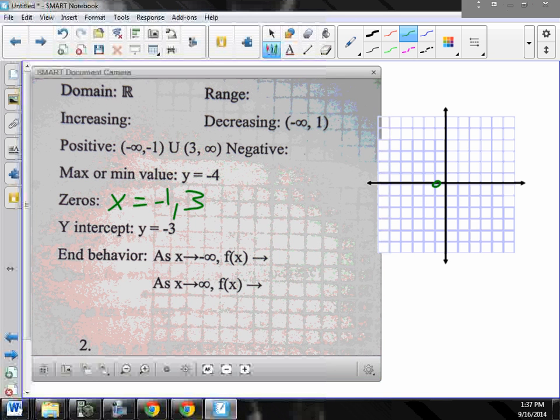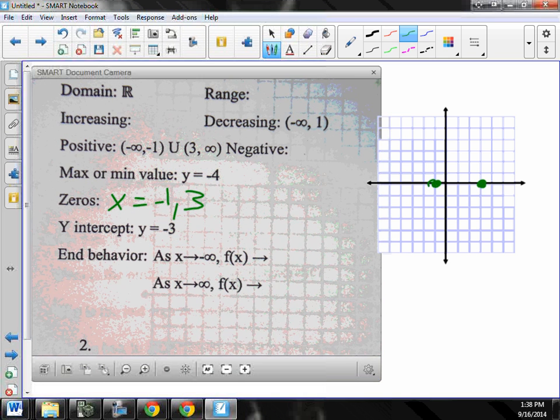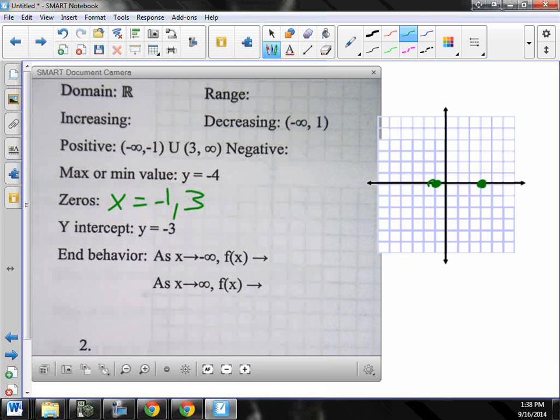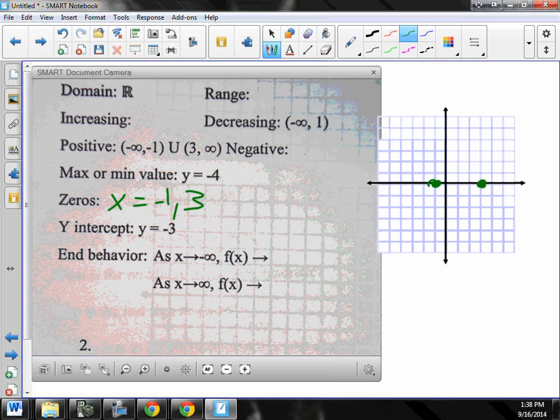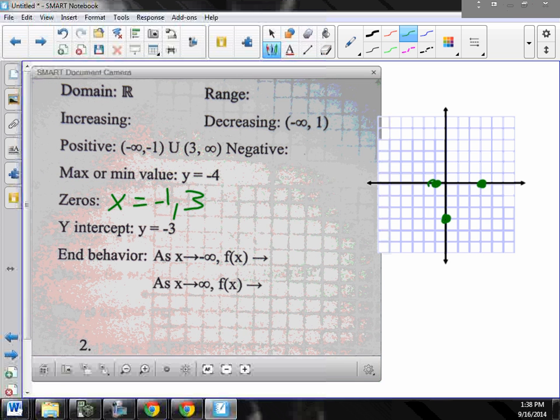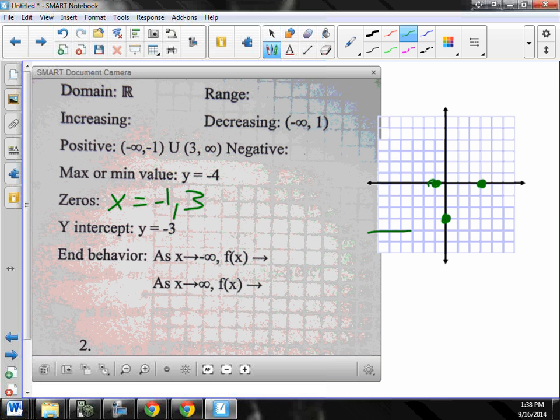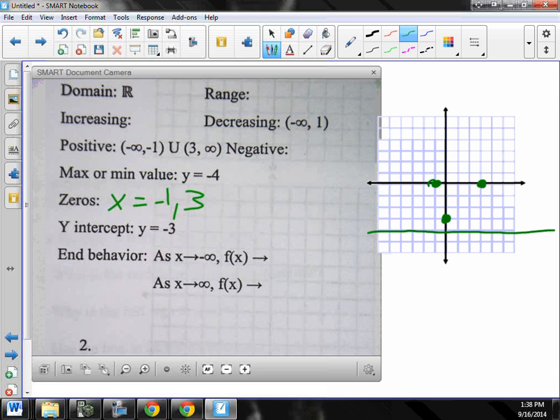So -1 and 3. Good? What else can you tell me about the graph? The y-intercept is -3. Okay? What else can you tell me? Is it a min or is it a max? How do you know? The y-intercept is already below, between those two roots, so it would have to be a minimum right here. That's as low as it goes. So I'm going to circle minimum.